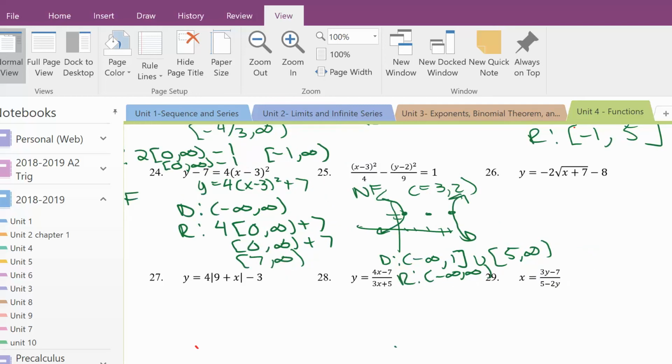26 is a function. The domain is going to be greater than or equal to negative 7. And the range, when you put in 0 to infinity, it's going to flip, so it's less than or equal to 0, and then when you subtract 8, it's going to be less than or equal to negative 8.